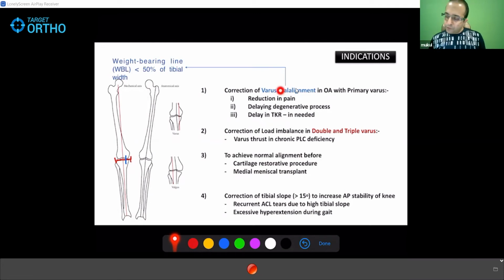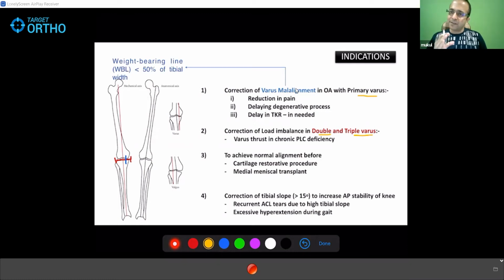Now, it's not just meant for osteoarthritis. I'm discussing it under the treatment of osteoarthritis, but there are many other indications for osteotomy also. Like it can be used to correct the load imbalance that you may have in a double or a triple varus knee. So mind you: primary varus, double varus, triple varus. Some terms I've been using.